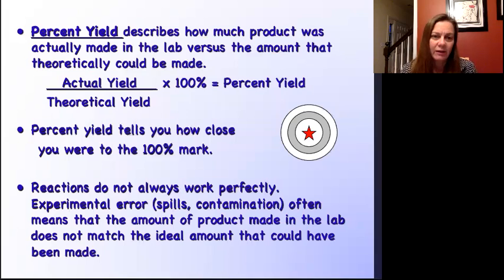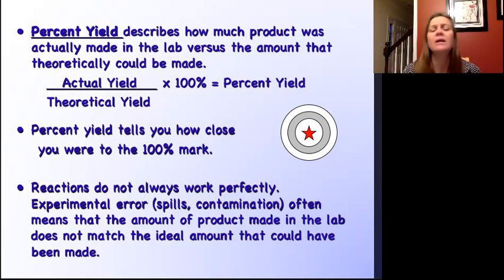So when we talk about percent yield, we're describing how much product was actually made in the lab as a percentage of the amount that could theoretically be made. So percent yield tells us how close we were to making 100% of what we could make. Reactions don't always work perfectly. There's experimental error, there's spills, there's contamination. There's also side reactions that can happen. So both of those often mean that the amount of product that we make in the lab doesn't match the theoretical amount.